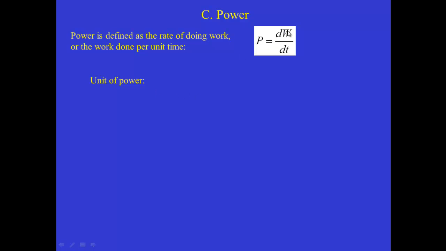So the unit of power, if the work is measured in joules, then power is in joules per second, and that's easy to see, but it's also given its own name, which is the watt, named after James Watt, the inventor of the steam engine back in the 1700s.